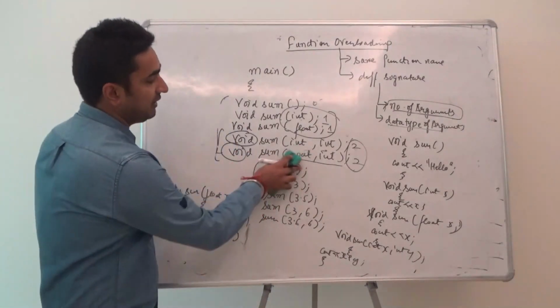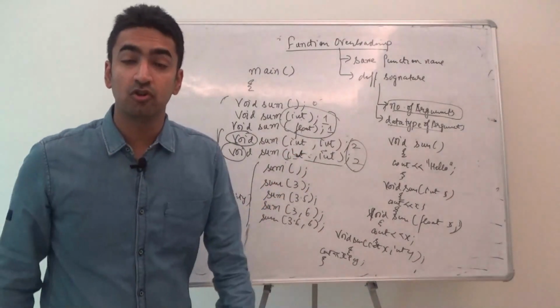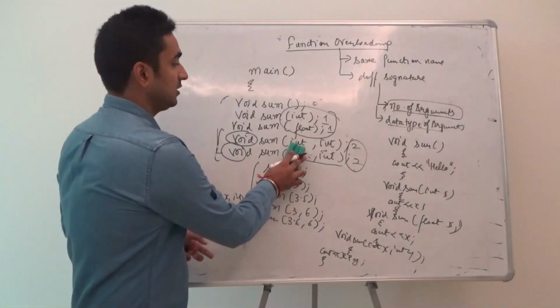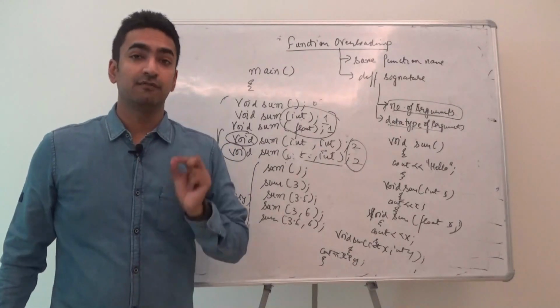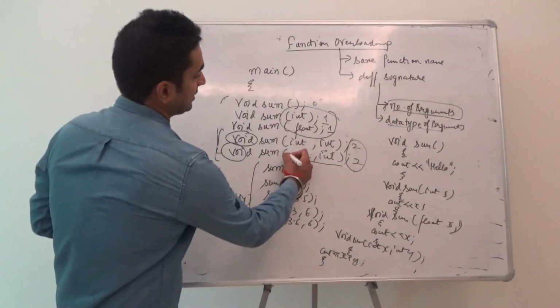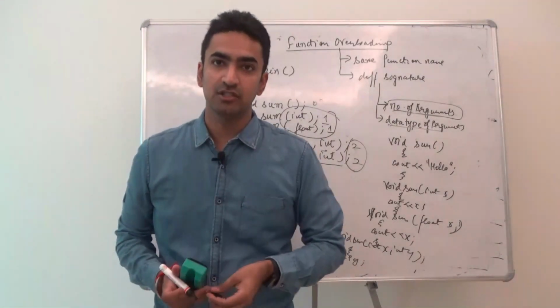But the moment I write like this int, then it is not function overloading, it will give us a compile time error. Why? Because this is against these important points. So the function definition signature is very important. Kindly take care of it when we are using this concept. This is known as function overloading.